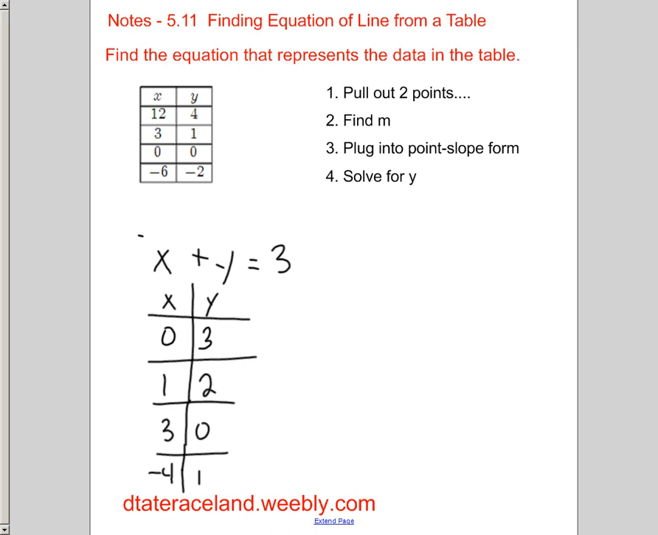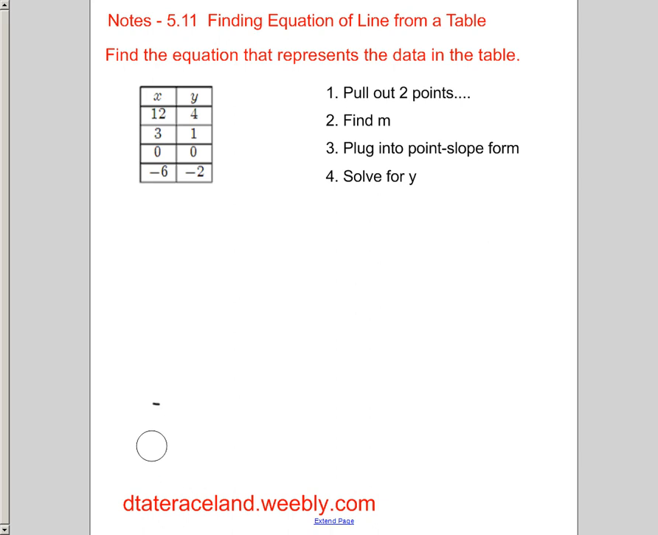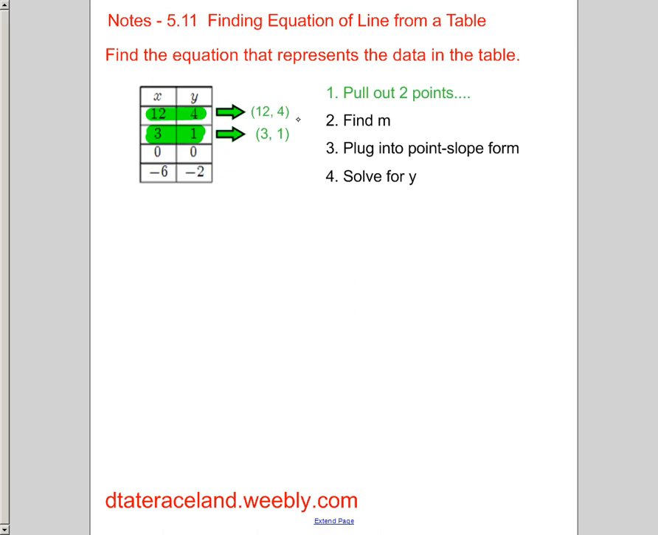The only difference is I've given you the table and I'm going, hey, can you figure out what the equation is? I need the linear equation. And in this case, we're going to put it into slope-intercept form. And it's very similar to what we did in 510. In fact, the only difference is the very first thing is you take out 2 points. So I'm just going to take these two just because they're close to the top of the table. You could take out 0, 0 if you wanted to for another point.